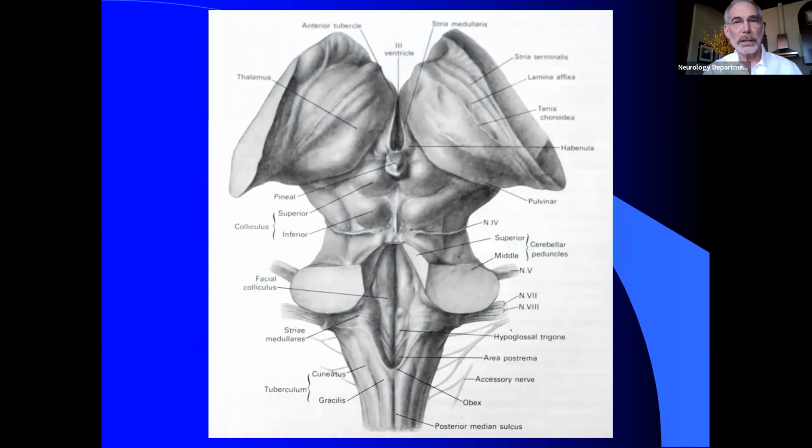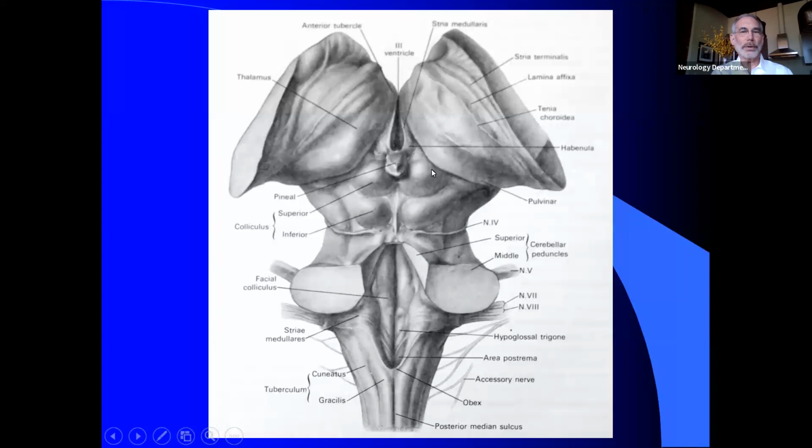So here we are looking at the dorsal surface, and it's dominated by the thalamus. I mean, that's all there is to it. The thalamus is massive. Here we have the epithalamus. This is the habenula. This is the pineal gland. Here we have the stria medullaris, which you can see in gross specimens as well. Those are diencephalic.